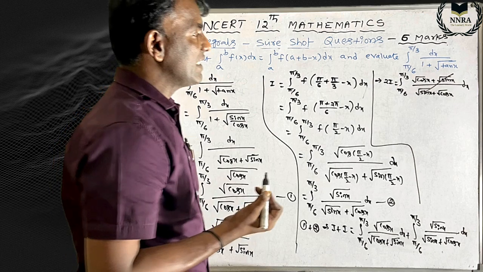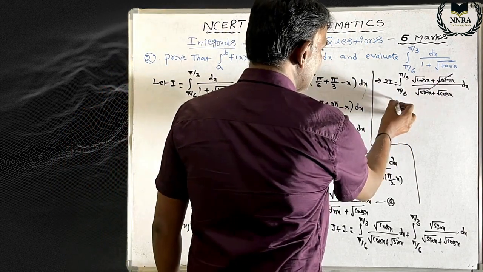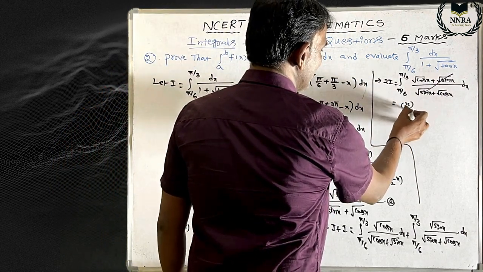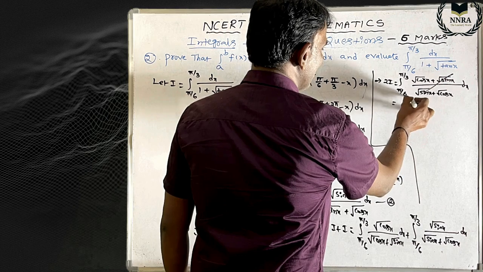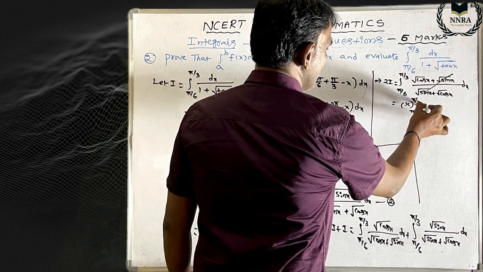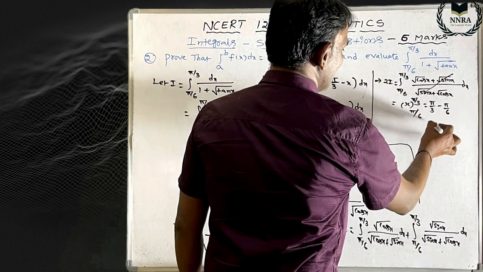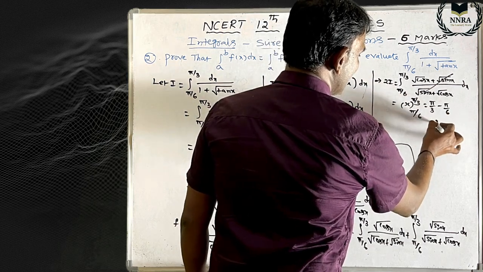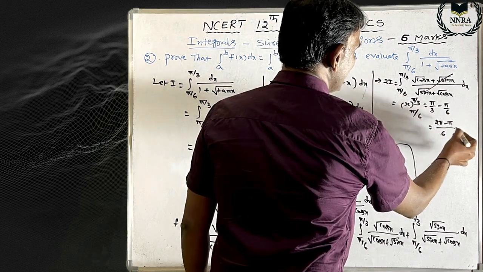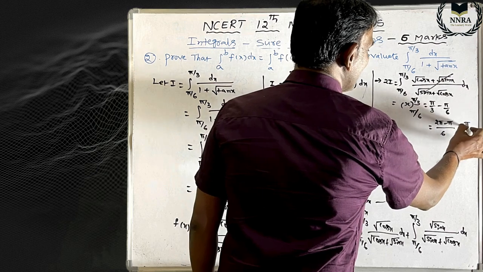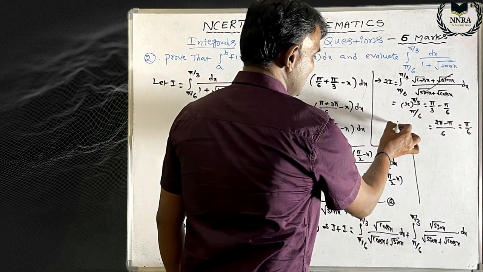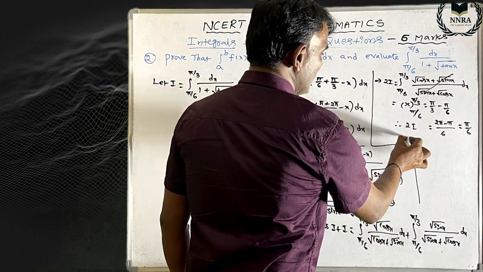And what is integral dx? So integral dx is x. Now limits pi by 6 to pi by 3. So upper limit value is pi by 3. Lower limit value pi by 6. Again LCM is 6. So it is 2 pi minus pi. 2 pi minus pi means pi by 6, right? So this is the value of 2i. But we want I value, na?